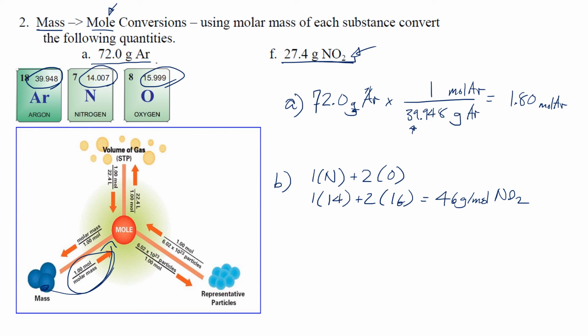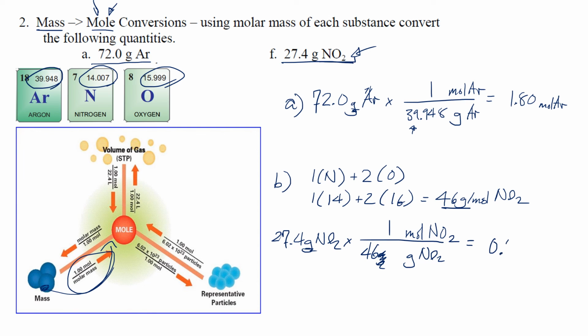My given is 27.4 grams of NO2. I want to get out of grams, so grams of NO2 on the bottom. I want to get into moles, right? So moles of NO2 on top. 1 mole of NO2 weighs 46 grams. Oops, I don't need to write grams again. So I just have to divide across, and I get 0.596 moles of NO2. There you go.